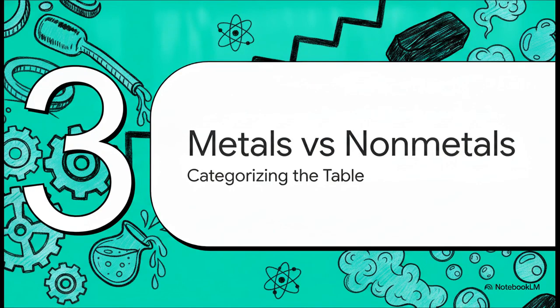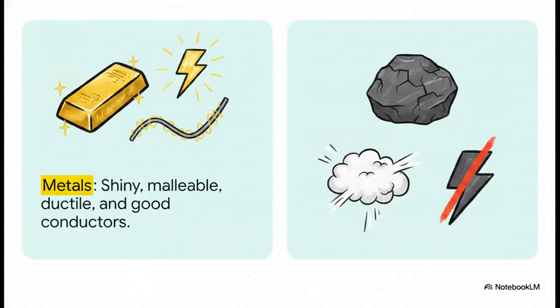All right, Section 3, metals versus nonmetals, categorizing the table. So, if you look at the whole table, the vast majority of elements are actually metals. You know these. They're generally shiny, malleable, ductile, and they are fantastic conductors of both heat and electricity. We're talking about things like gold, iron, or copper wire.